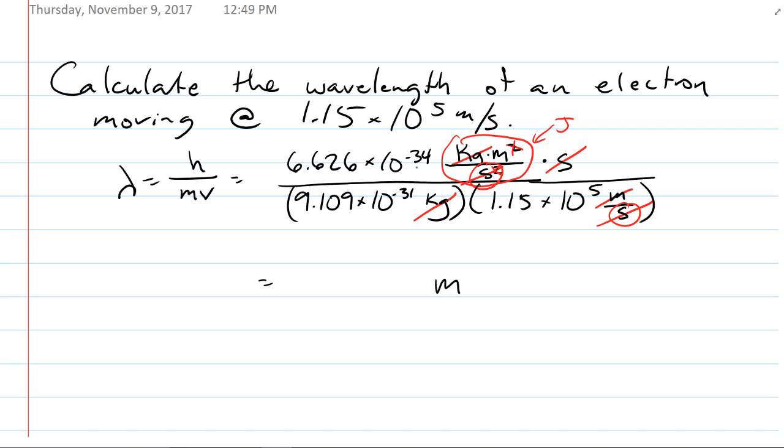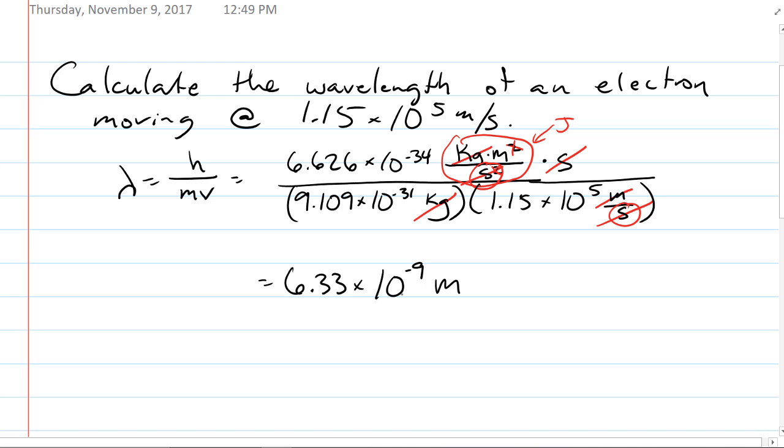Do run this through your calculators, because I know that I'll see all sorts of mistakes on this. And I am getting 6.33 times 10 to the negative ninth meters.